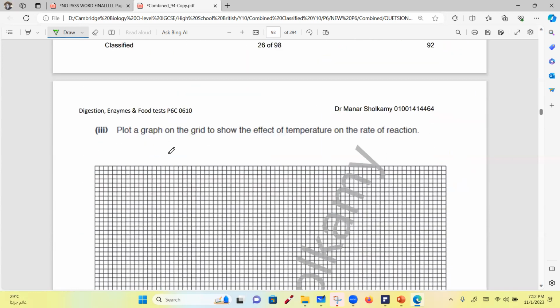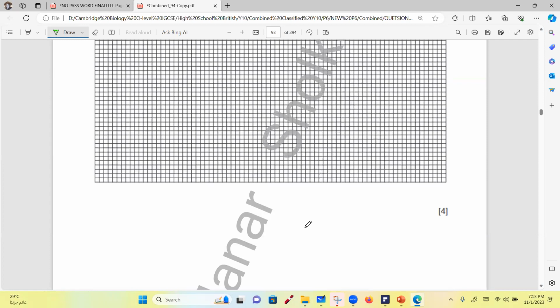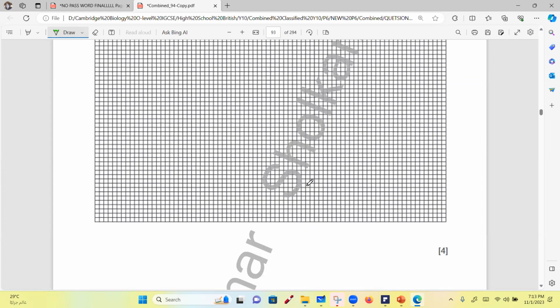Plot a graph. Any questions? Anyone has any questions, even if they are tiny questions? Ask. Plot a graph on the grid to show the effect of temperature on the rate of the reaction. Okay, so what will I plot on the x-axis? Temperature. Okay, so I'm going to plot the temperature on the x-axis.